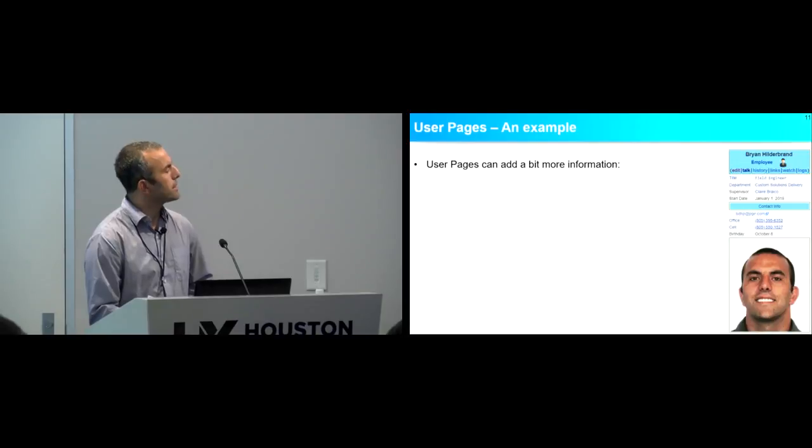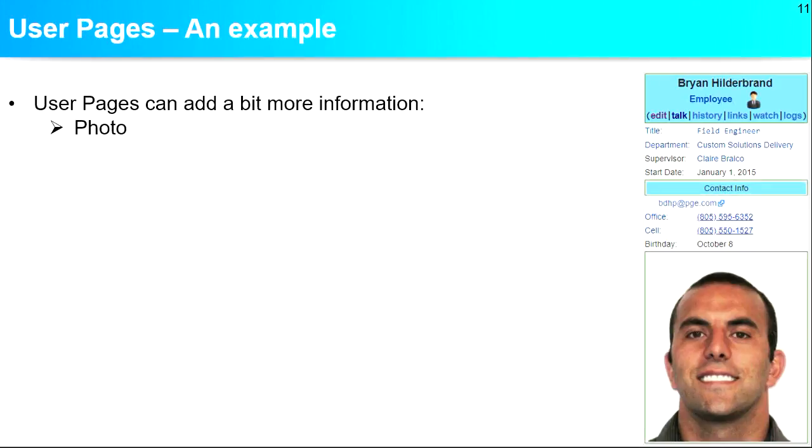But just as a silly example, here's a user page for me. We can see my title, a photo, which I think is pretty nice, right? It might be kind of silly, but you get to see who that person is when you see him in the hallway. If it's a big enough company, you can start making a connection. Say, hey, I really liked your edit. It's a way to have a bit of an icebreaker.